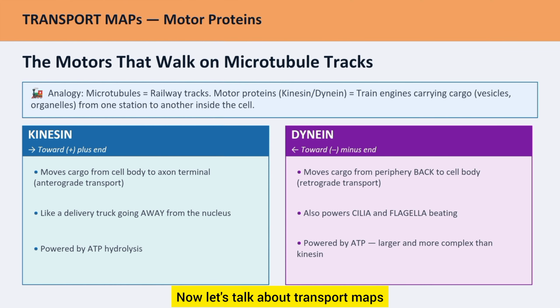Now let's talk about transport MAPs, the motor proteins. These are the stars of the show when it comes to movement inside the cell. Gray's Anatomy says transport MAPs are found in situations in which movement occurs over the surfaces of microtubules. Examples include cargo transport, cilia and flagella bending, and mitotic spindle movements.